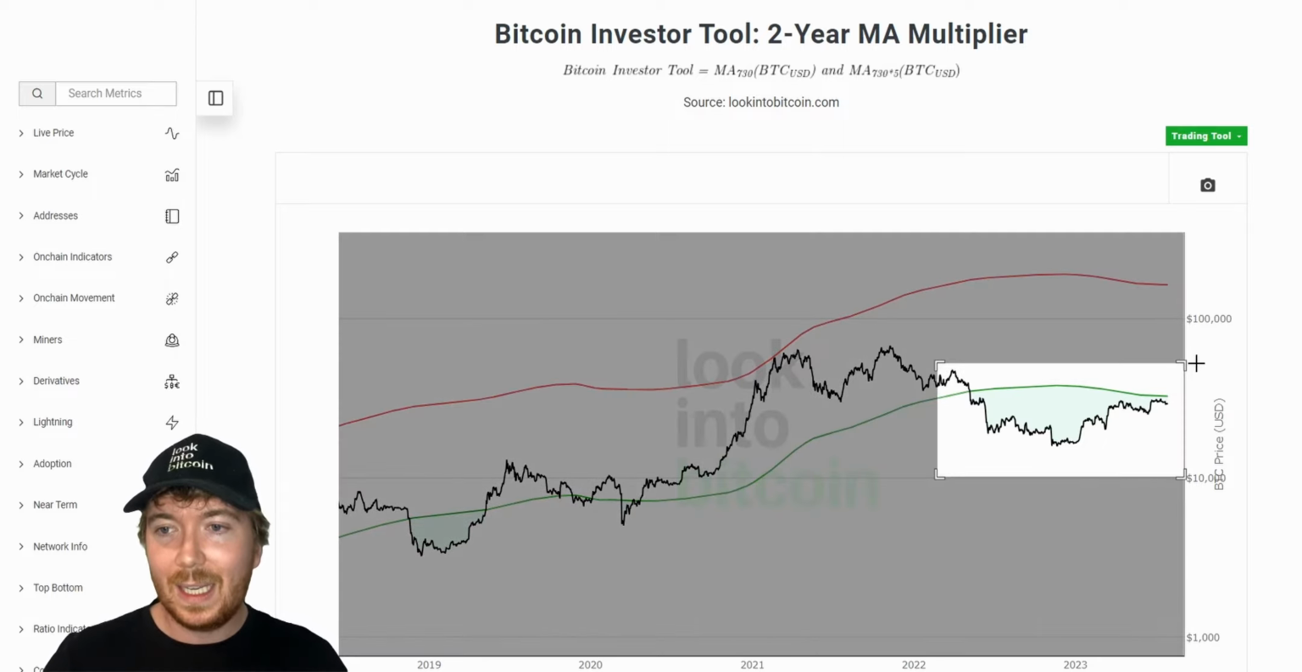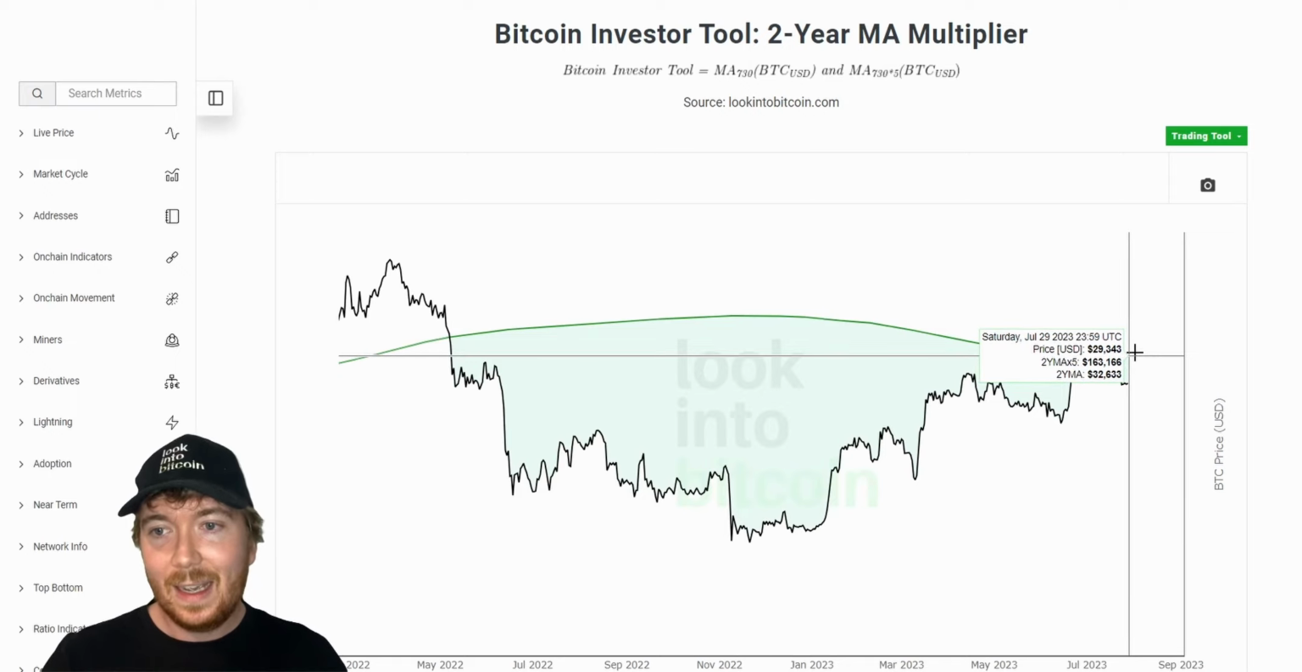If I just zoom in even further, this line currently sits at just above $32,600. So if we were to see a move to the upside, then this again could be a good first line to look at as potential resistance. And it's also interesting to note that these two lines, the 200 weekly moving average and the 2-year multiple, are pretty much equidistant from the current price. So really could go either way.